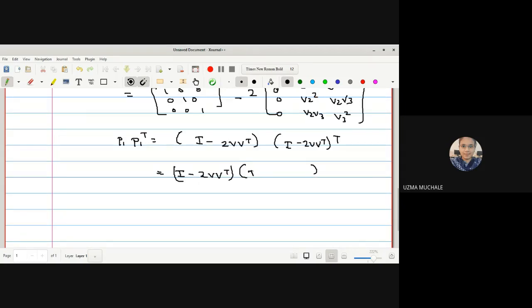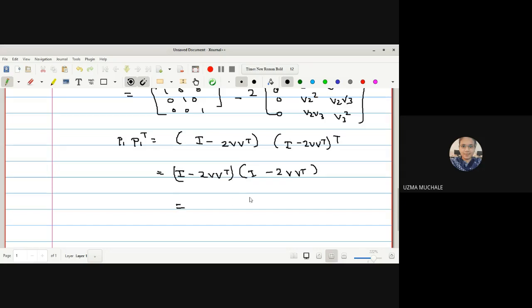For identity, the transpose of the identity matrix is once again the same. 2 will be as it is. What will be the change here? V into V transpose is again I. V into V transpose, we are provided with I. Now here we have to find out the transpose, so we can keep it as V transpose itself because there will not be any change.